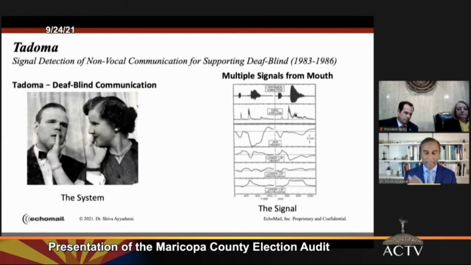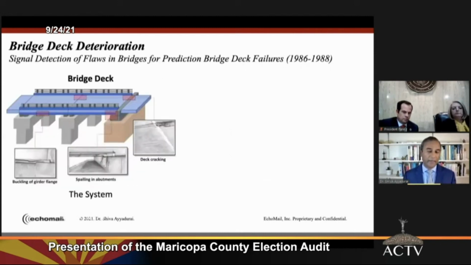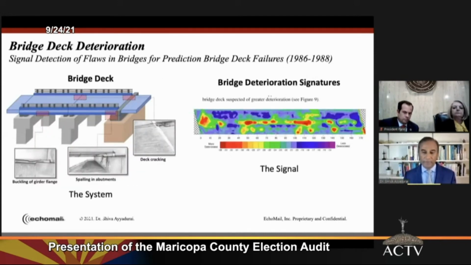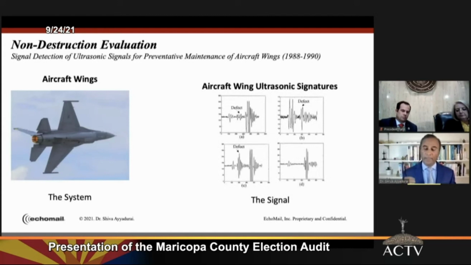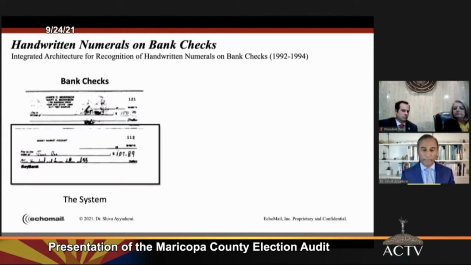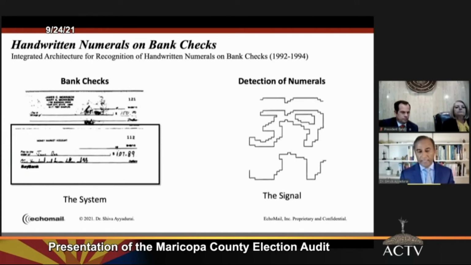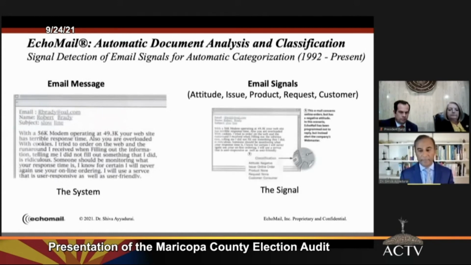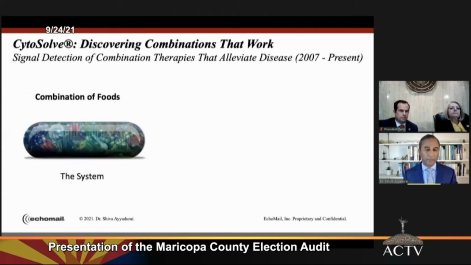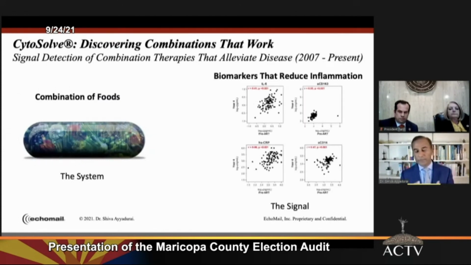Same in the area of deaf-blind communications. Again, you have the reality, you have signals. Same in the area of looking at a bridge, where you get signals from it. Based on the signals, you're trying to predict what's going on in that bridge. And same if you look at an aircraft wing: without having to open it up, you look at these signals and you're trying to predict what's going on. And for many years, we did a project on looking at handwritten bank check numerals. And these different areas, including email, looking at what's inside of an email as a system, these are all pattern recognition problems. And in fact, if you look at food, trying to figure out whether this food will cause different kinds of diseases.